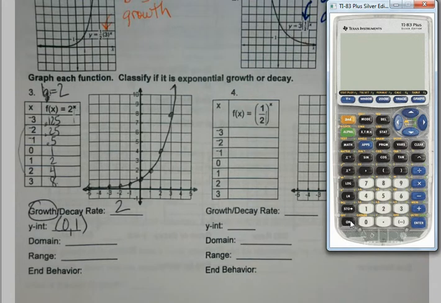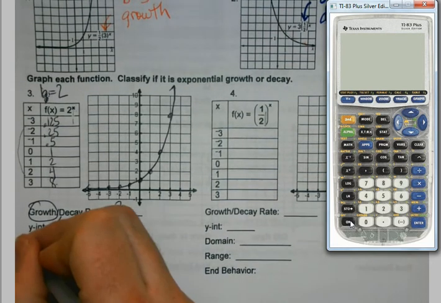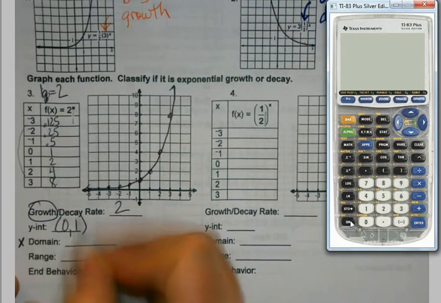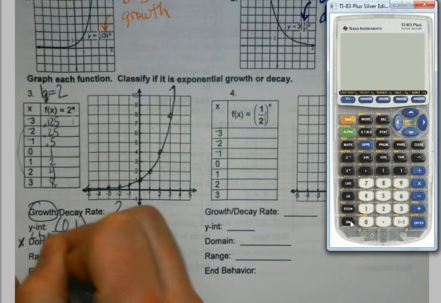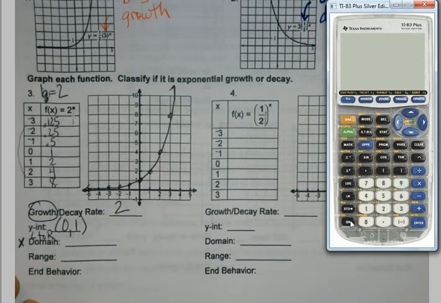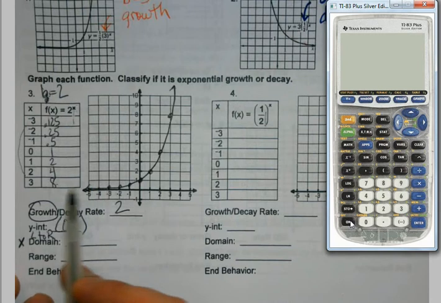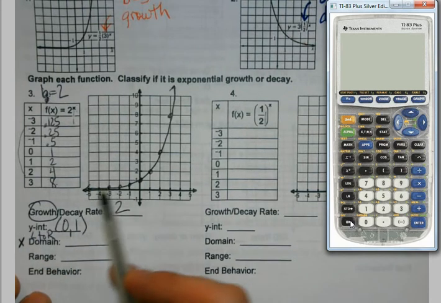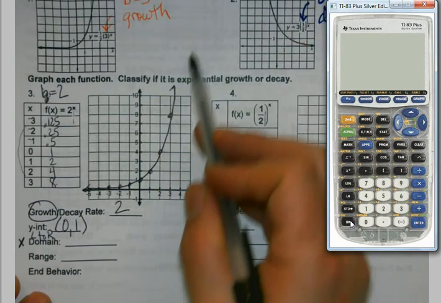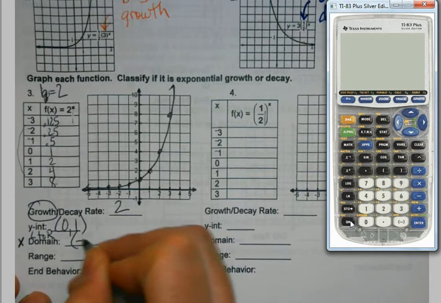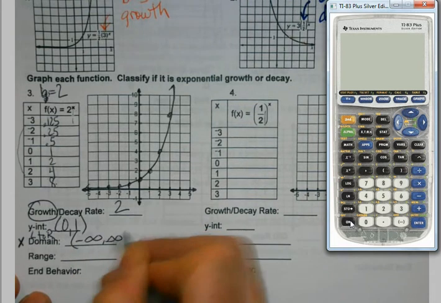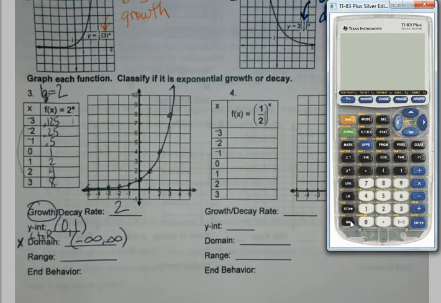But we already know, based on what we had up above, my domain, and again, if it's been a while, remember, domain's my x values from left to right. Well, with all of these, they're going to continuously go to the left, and they're also going to continuously widen and go to the right. My domain is all reals. It's negative infinity to infinity, but if you write all reals, that's okay too.